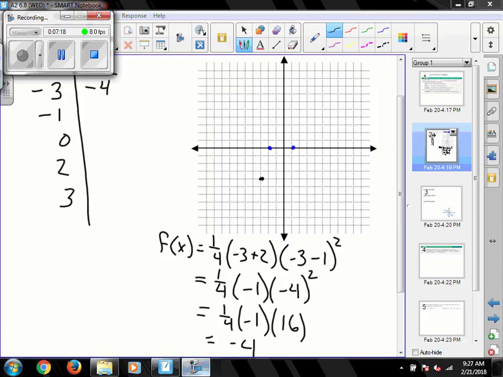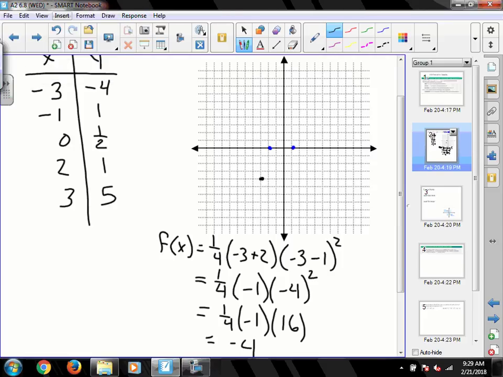All right. Let's divide and conquer this a little. All right, so at -1, you should have gotten 1. At 0, you should have gotten half or 0.5. At 2, you should have gotten 1, and at 3, you should have gotten 5.